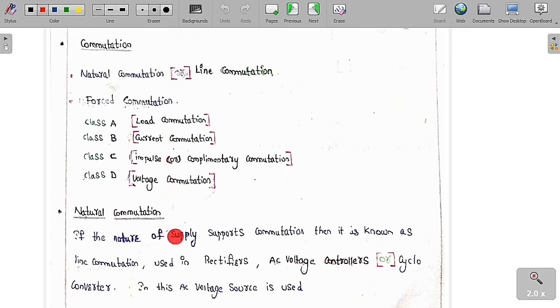Natural commutation means that if the nature of the supply supports the commutation, then it is known as line commutation. That means with the help of the supply voltage only, we make it negative, and therefore we turn it off. This is called natural commutation.